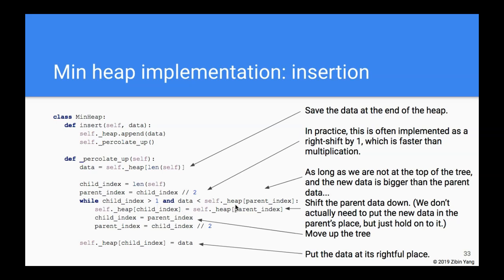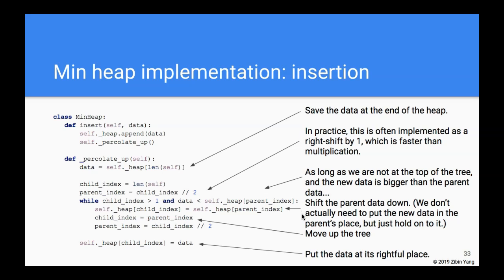And then the second condition that will keep us in the loop is that as long as the data itself is smaller than the parent, then we have to, conceptually, swap the data and the parent, or actually move the parent data down to the position.